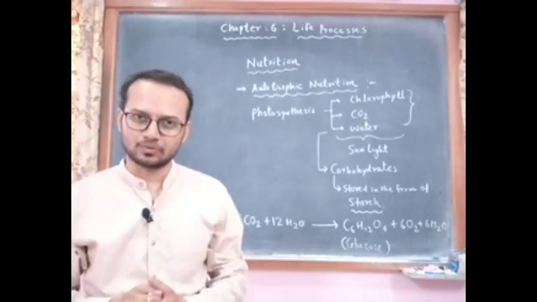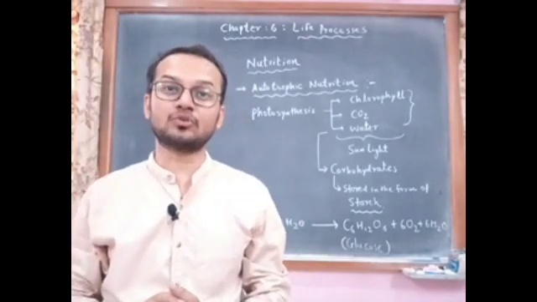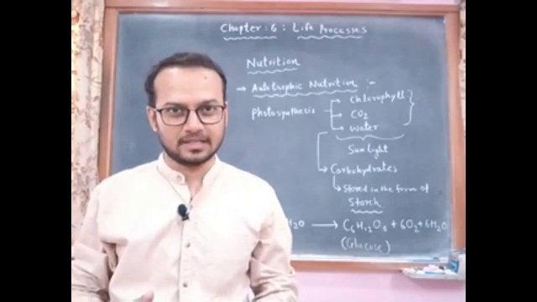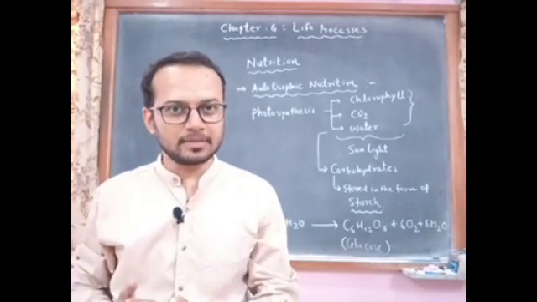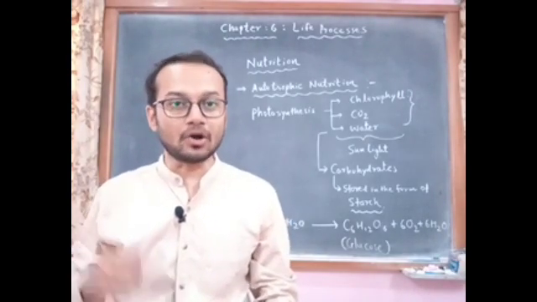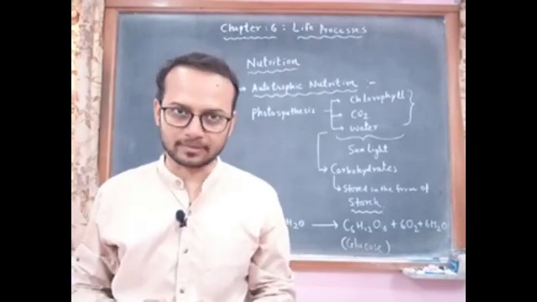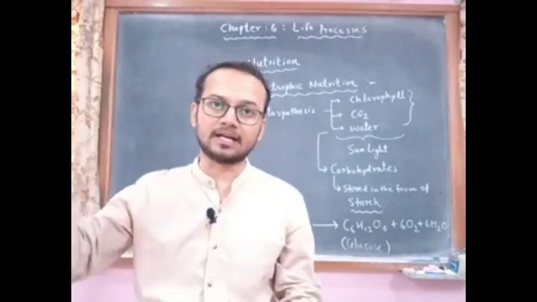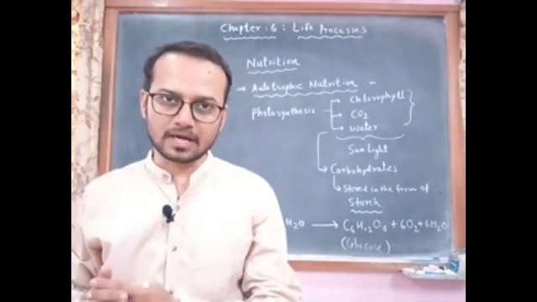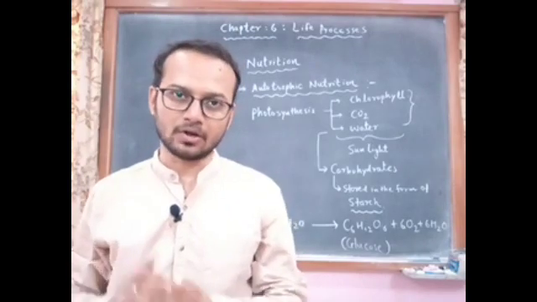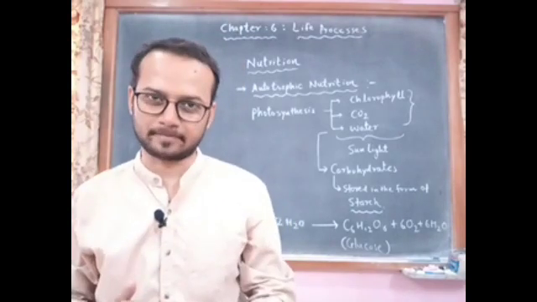What is autotrophic nutrition? Auto means self-generated, automatically possessed. That is autotrophic. The living beings which automatically, in their own way, produce their food, synthesize their food, and do not depend on any other living being. These living beings are called autotrophs, and the process of nutrition is called autotrophic mode of nutrition.